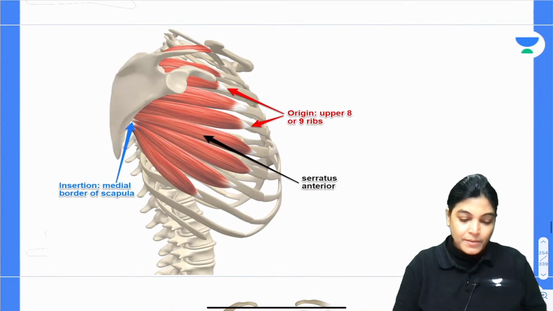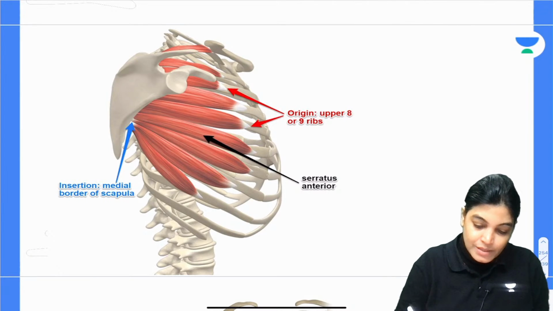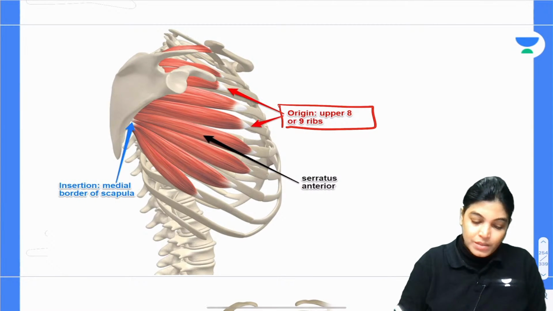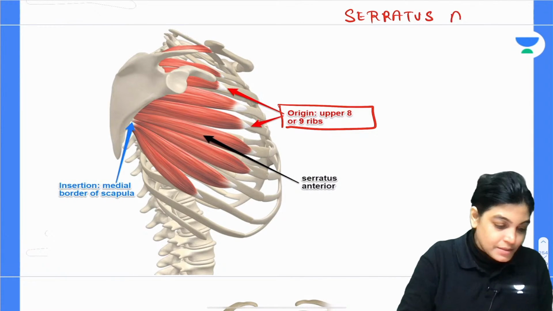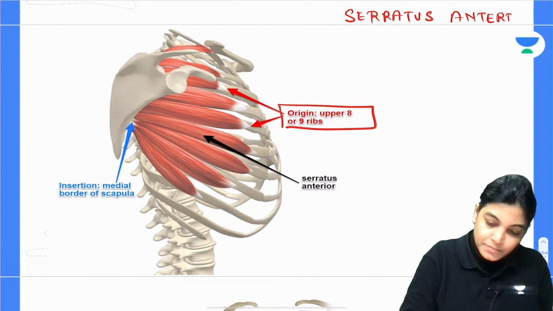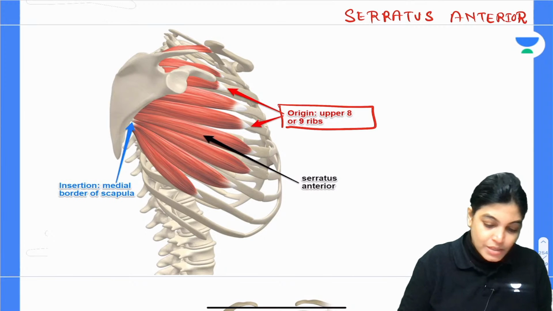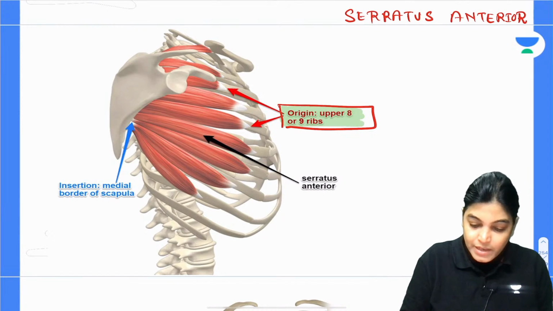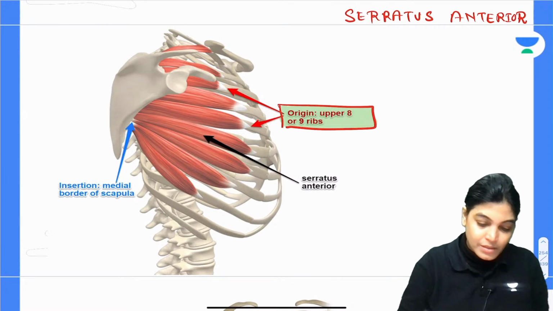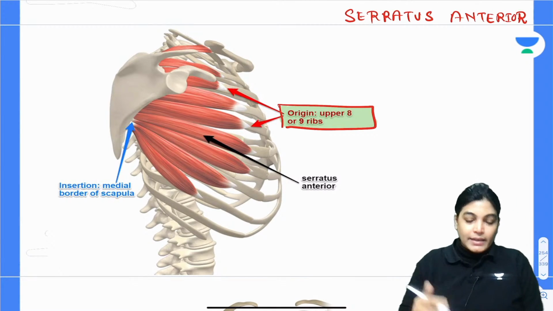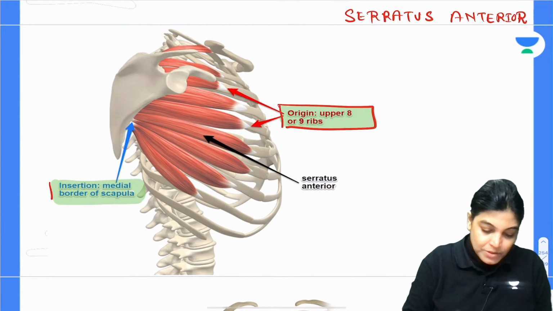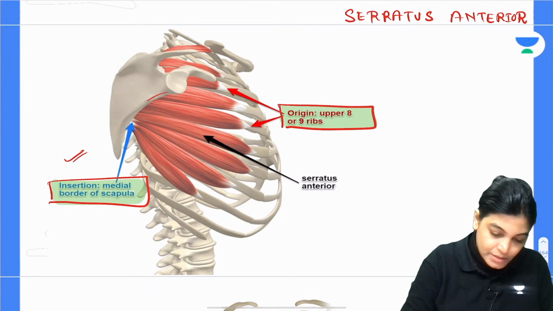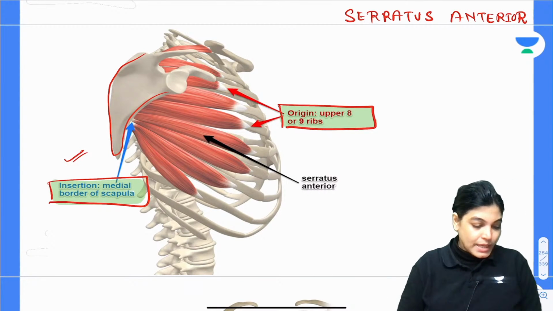Now my dear aspirants, I would like to show you the images of all the muscles mentioned here. So the origin of the serratus anterior muscle: it originates from the upper 8 or 9 ribs, as shown in the diagram. And the insertion is onto the medial border of scapula. This was exactly asked in the MCQ. So clearly you can appreciate it is inserting onto the medial border of scapula. This is the medial aspect of the scapula. So yes, done with this.